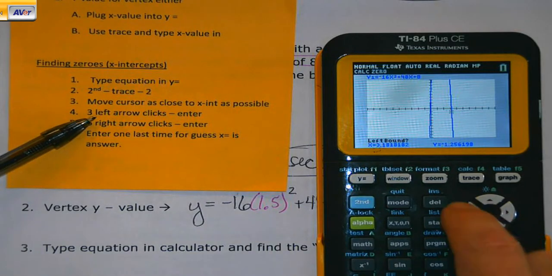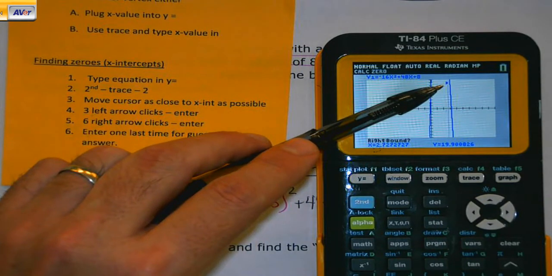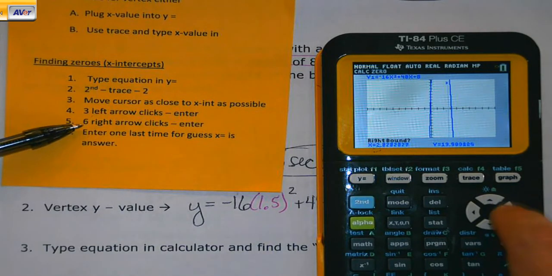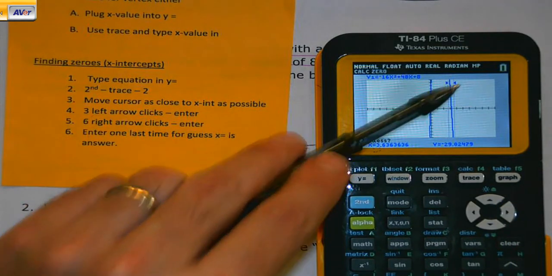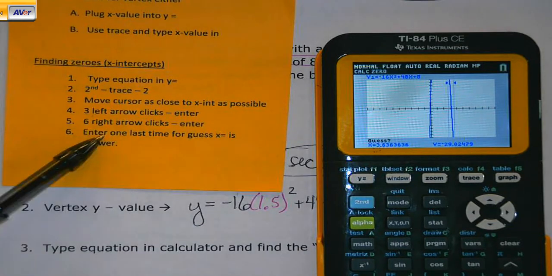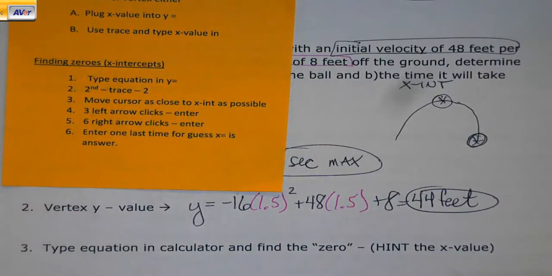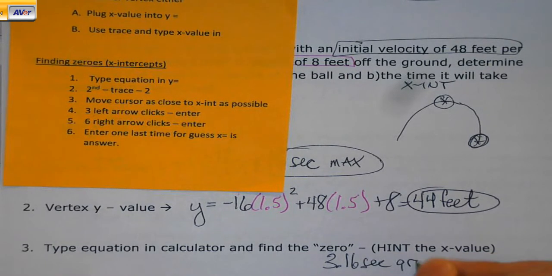Left. 1, 2, 3. Hit enter. There's my first kind of border, my first block in. Right. 1, 2, 3. Now I'm back where I started. 4, 5, 6. Enter. I should see the arrows pointing at each other, saying, here's my area, I'm going to be looking for it. And hit enter one last time. 3.16. 3.16 seconds to the ground.